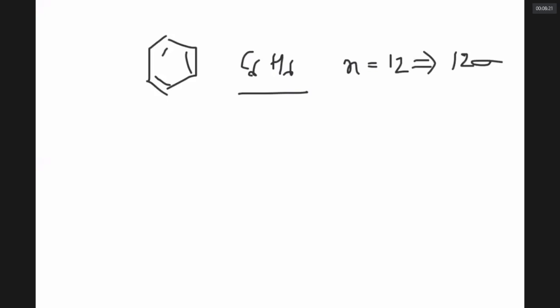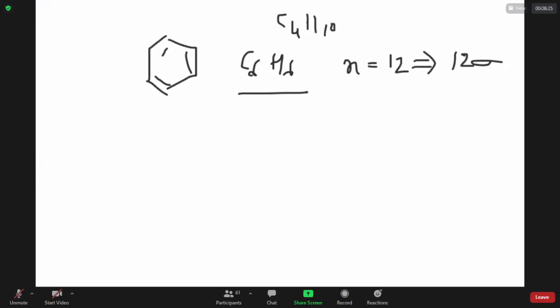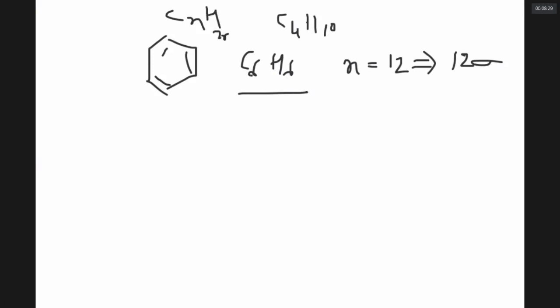Suppose it has no ring, for example C4H10, an open chain of formula CnH2n plus 2. If it is open chain, the number of atoms is equal to 14, and sigma bonds is equal to number of atoms minus 1. Can you see this clearly?